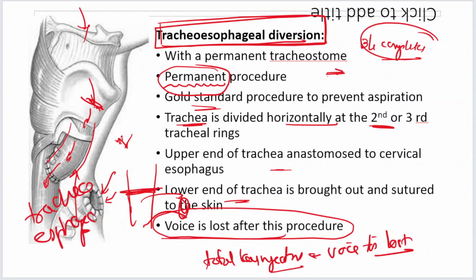Tracheoesophageal diversion. So you are diverting the trachea to the outside, and the remaining part of the trachea is being diverted into the esophagus to produce tracheoesophageal diversion. This is an addition to the procedure.